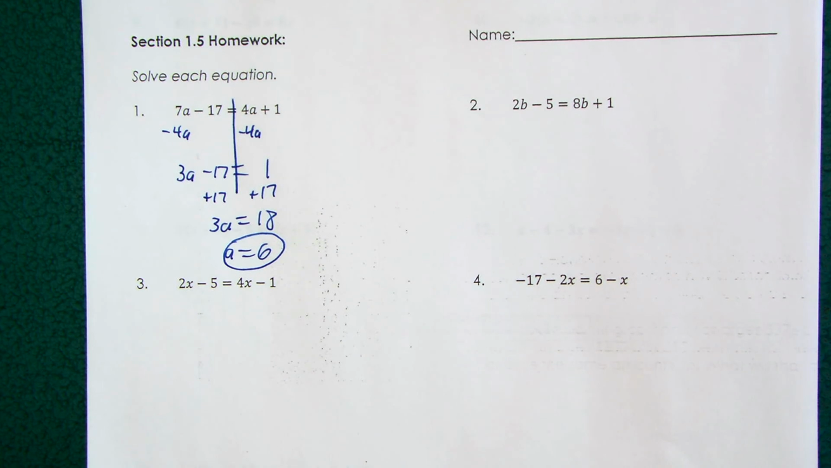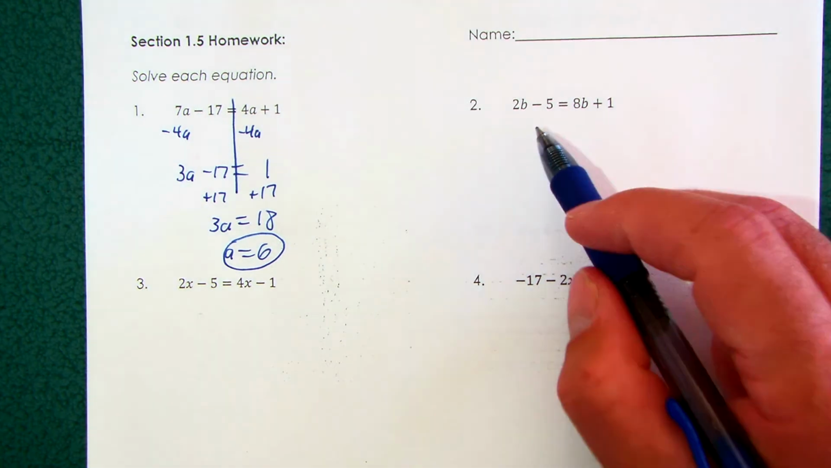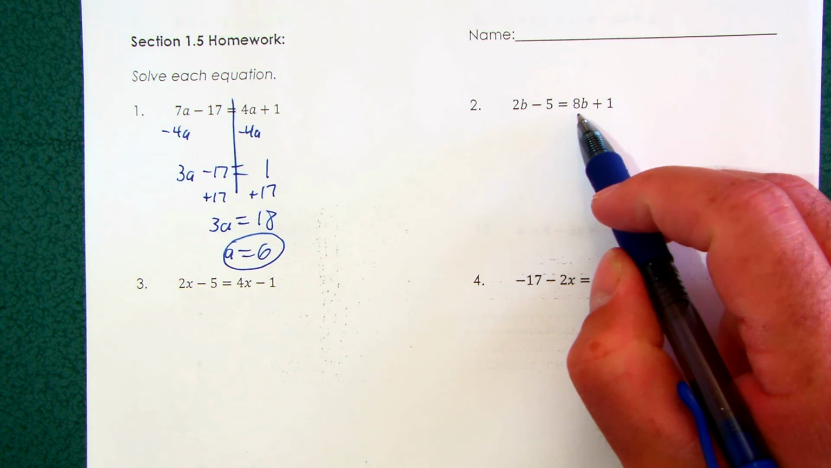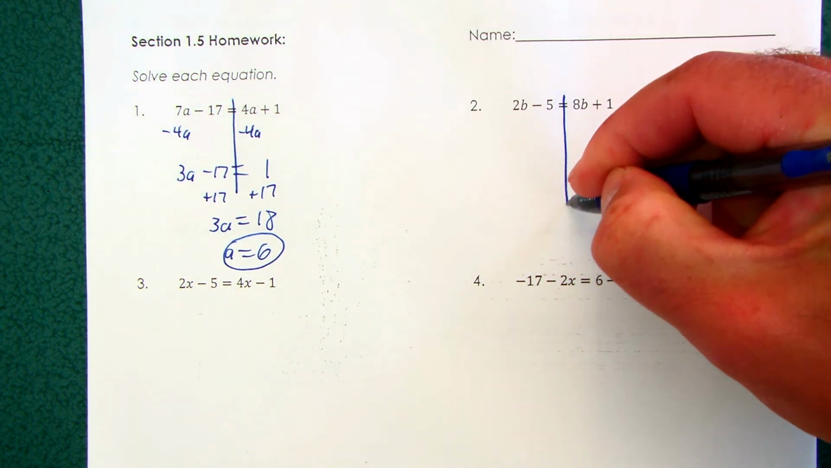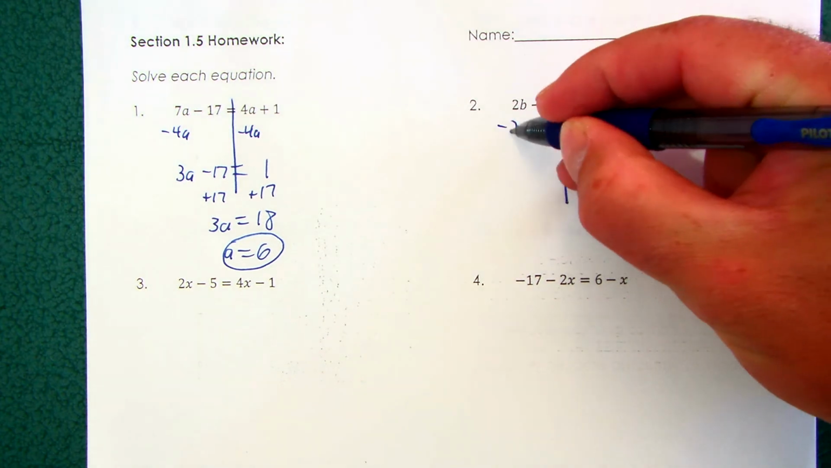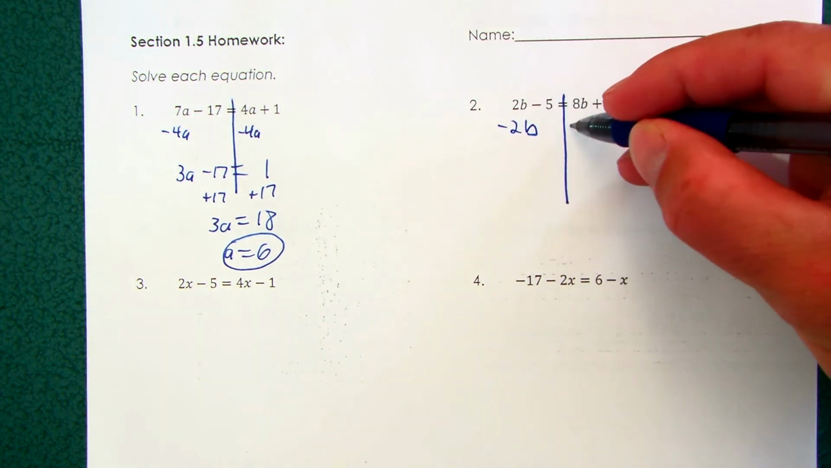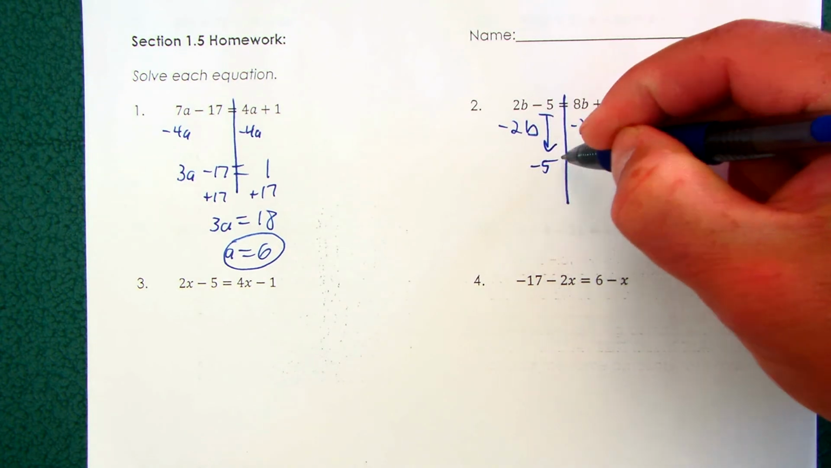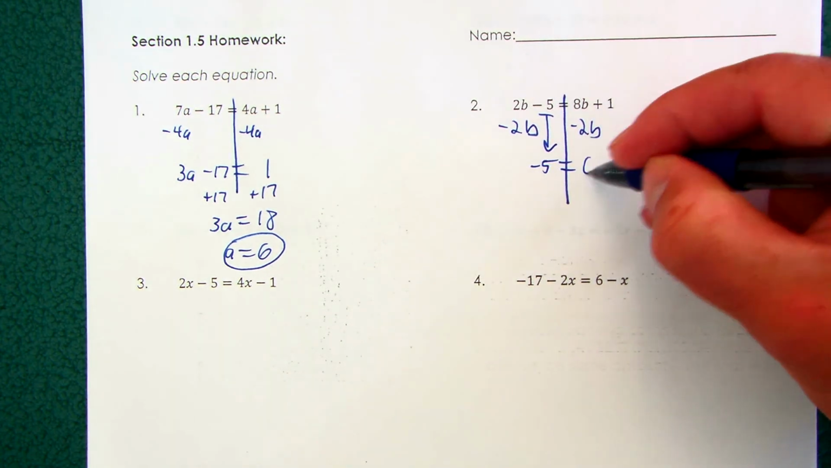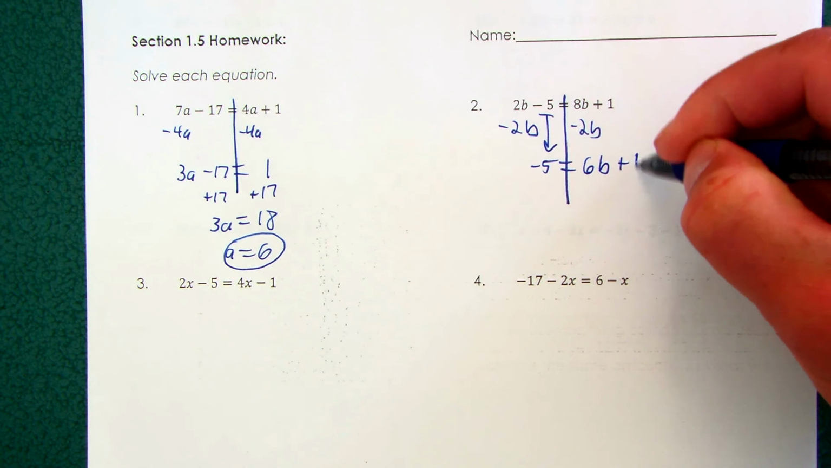All right. Next up here, we have 2b minus 5 equals 8b plus 1. So again, draw a line through the equal sign. Subtract 2b from both sides. So this negative 5 is going to drop down. So we have negative 5 equals 6b plus 1.